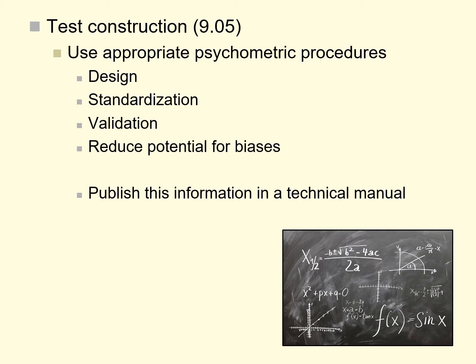Ethical Standard 9.05 involves test construction, and this applies mostly to people who develop tests. If you are a professional psychometrist, if you're working for a test development company, but it also applies if you are an individual researcher, maybe who's coming up with a new questionnaire that you're using in your laboratory that you might want to publish in a paper or a book chapter.